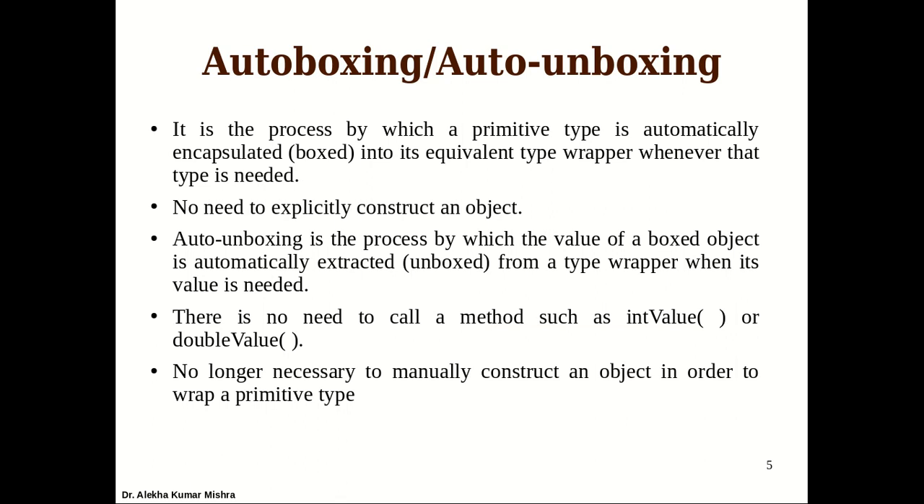The design of these type wrappers has generally been made around two concepts. All this designing is meant for two important things, that is autoboxing and auto-unboxing. Let us first discuss what autoboxing is. It is the process by which a primitive type is automatically encapsulated, or boxed, into its equivalent type wrapper whenever that type is needed. Since Java has provided a list of objects to store the primitive types, there is definitely a need for that.